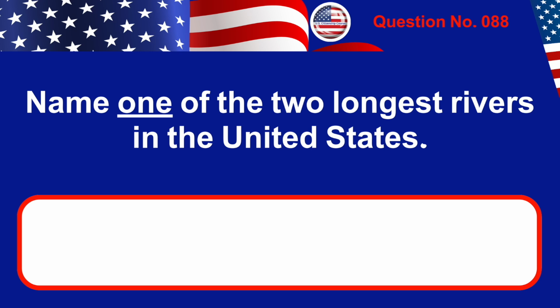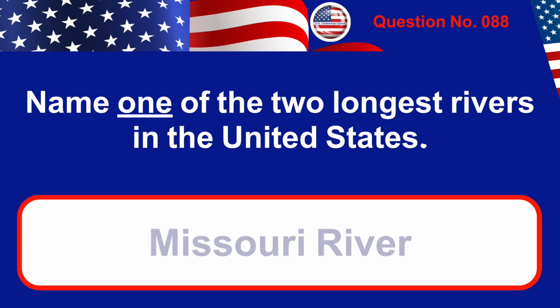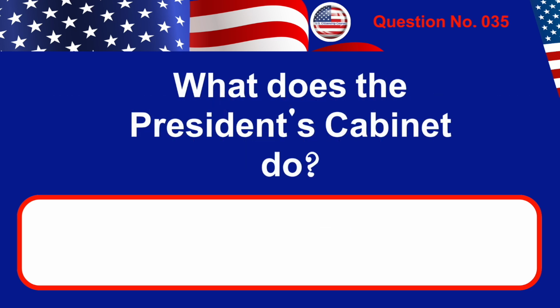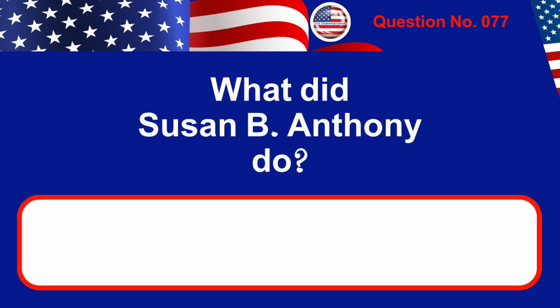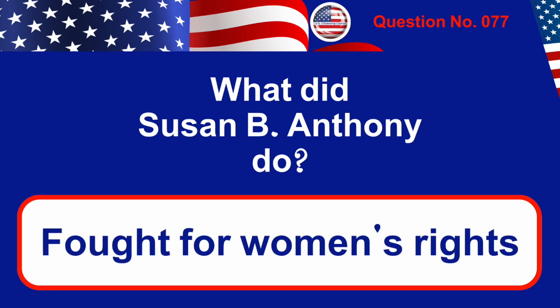Name one of the 2 longest rivers in the United States. Missouri River. What does the President's Cabinet do? Advises the President. What did Susan B. Anthony do? Fought for women's rights.